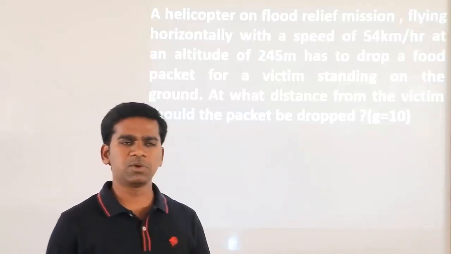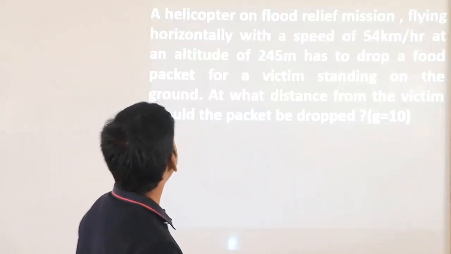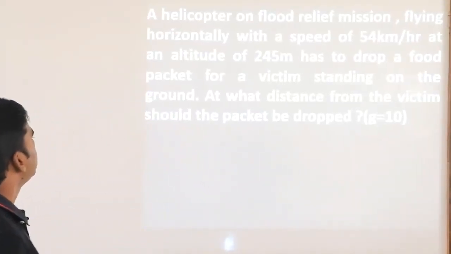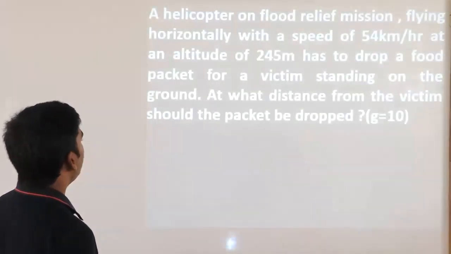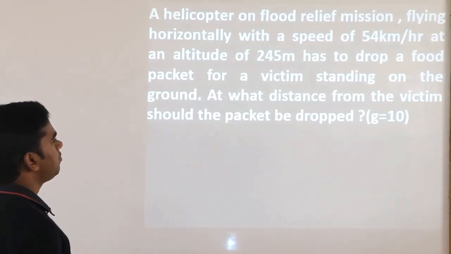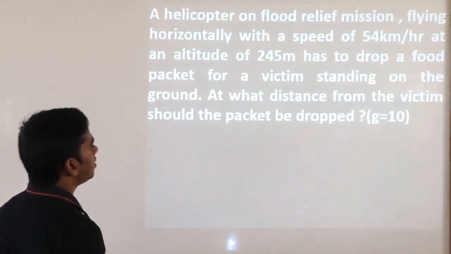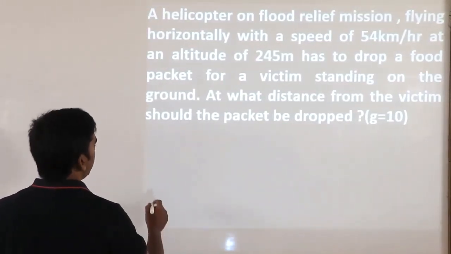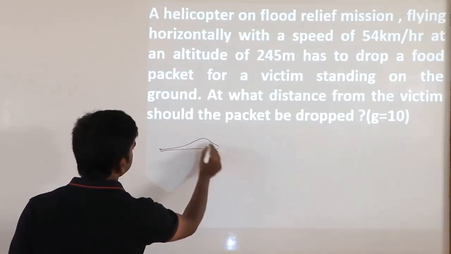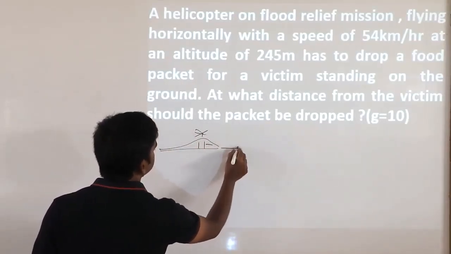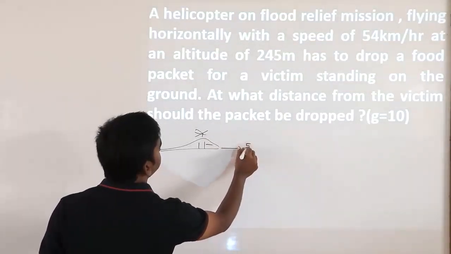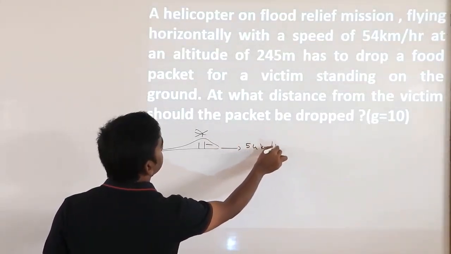We will solve a few more questions. So let me start with the next question: a helicopter on a flood relief mission, flying horizontally with a speed of 54 km per hour. Okay, so a helicopter is flying. So it is flying with a speed of, say, 54 km per hour.